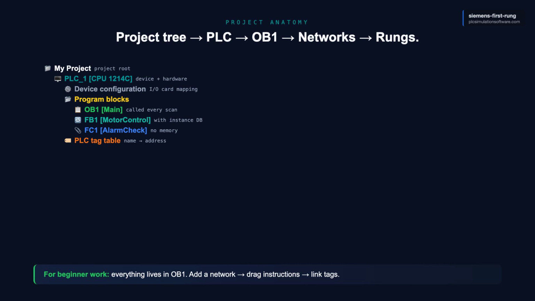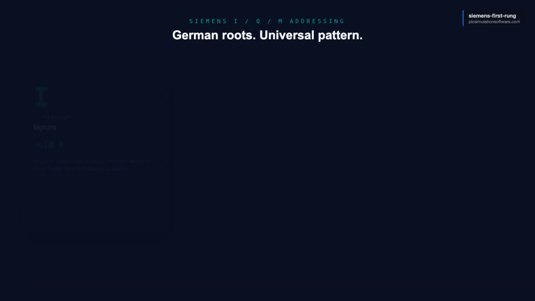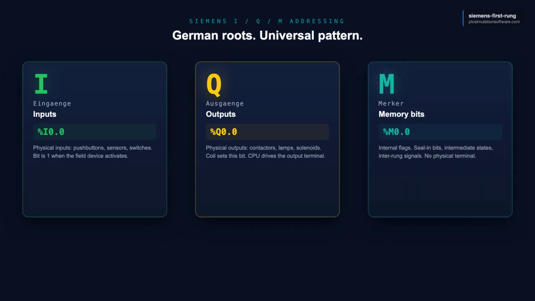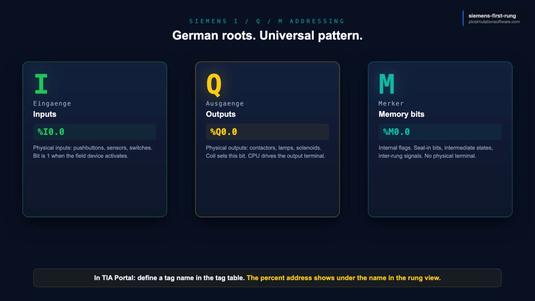Now the addressing system. Siemens uses letter prefixes that come from German. I is for inputs. It stands for Eingänge. Your field devices, push buttons, sensors, switches, drive input bits. Q is for outputs. It stands for Ausgänge. Your coils, contactors, and lamps are output bits. M is for memory, or Merker. Internal flags, seal-in bits, and intermediate states live here.